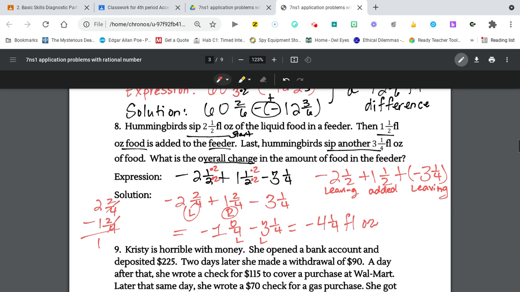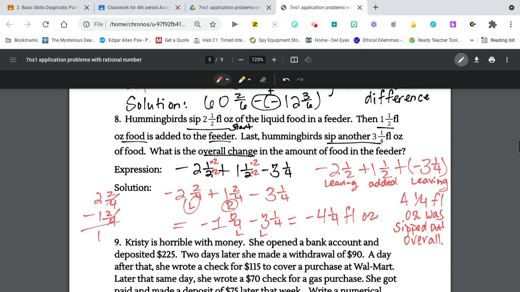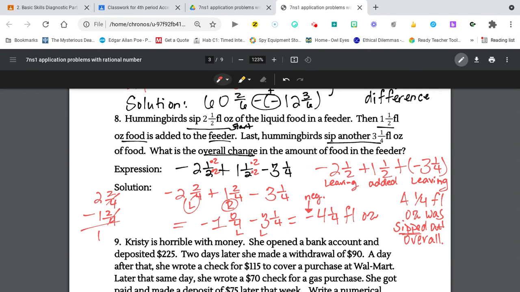In other words, 4 1/4 fluid ounces was taken out overall. Or I can say was sipped overall. But to represent that it was sipped out overall, that's why we need to make sure that our sign is negative, okay?